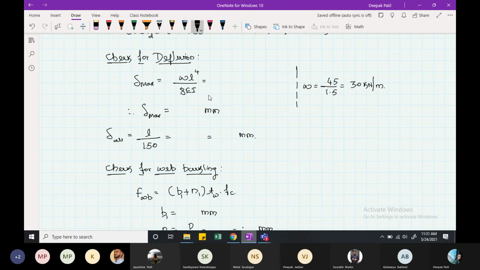Right? And 8 EI. So if you substitute all of them, you will get the maximum deflection of almost around 11.03 millimeters. And allowable is actually L by 150, that is 5000 divided by 150. You can get this as 33.3. And since this is more than delta max, that is, allowable is more than the actual, it is OK from deflection point of view also.